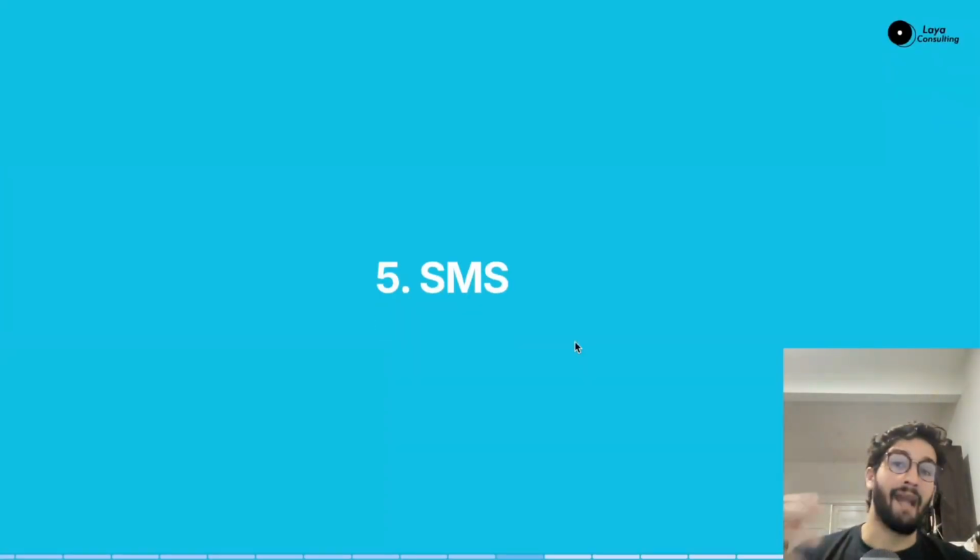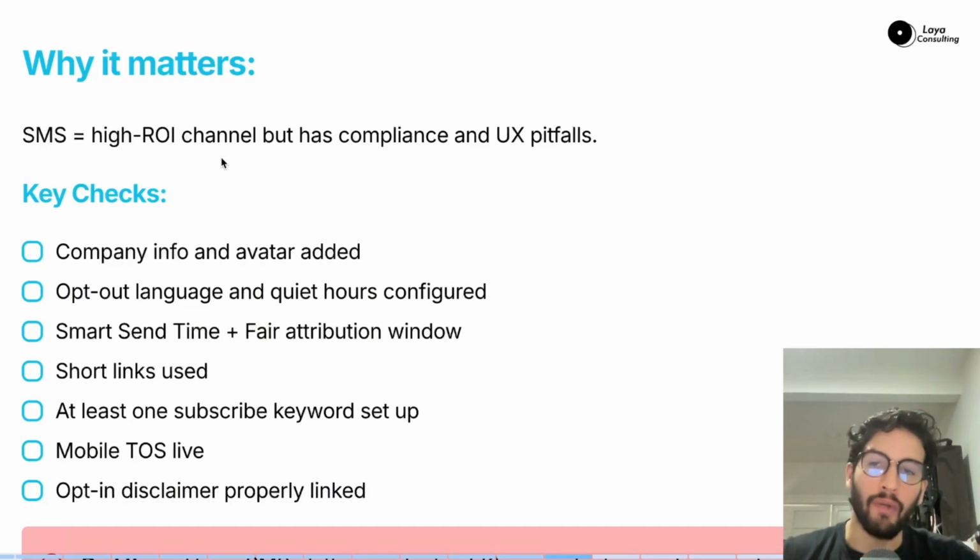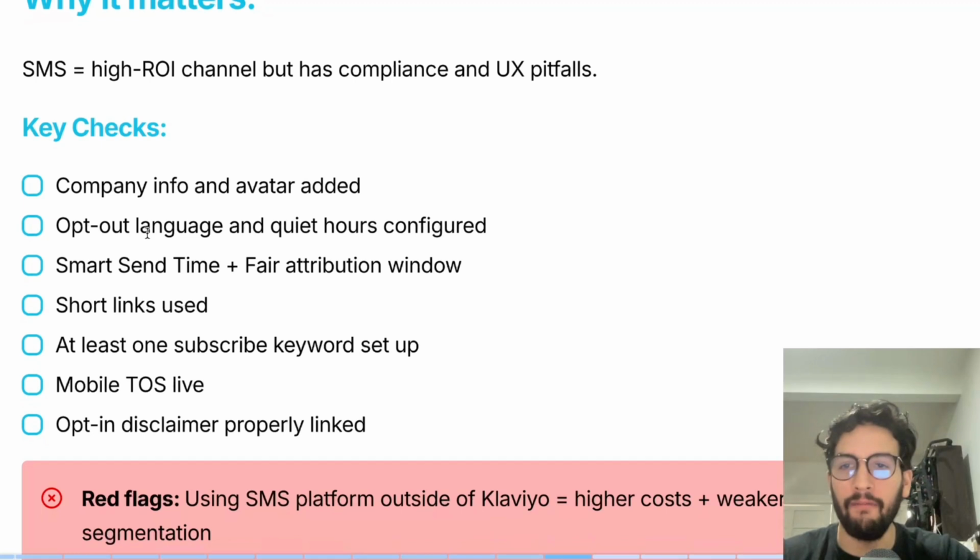Next, we've got SMS. So very underrated channel in 2025. So SMS equals high ROI channel, but has compliance and UX pitfalls for the most part. So key checks here: is the company info and avatar added? Are opt-out language and quiet hours configured? Is smart sending time plus fair attribution window configured correctly?